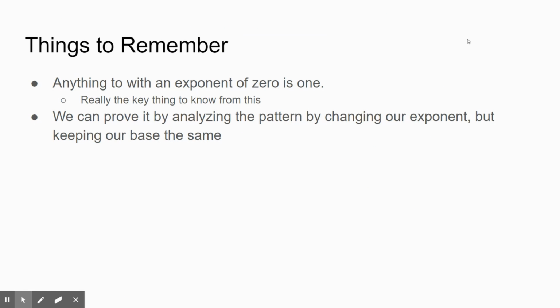Things to remember about this, really the key thing is just to remember that anything with an exponent of 0 is going to be 1. It genuinely does not matter what your base is. If the exponent is 0, it's going to be equivalent to 1. We prove this by analyzing the pattern of our exponent changing, decreasing by 1 each time until we got to 0. We kept our bases the same. Again, you could try it with any base and this would still work. In fact, I would encourage you to try it.